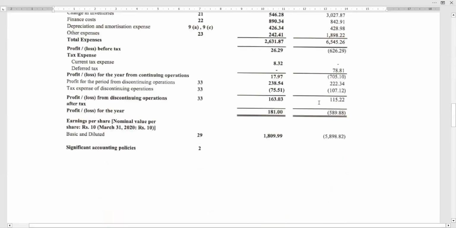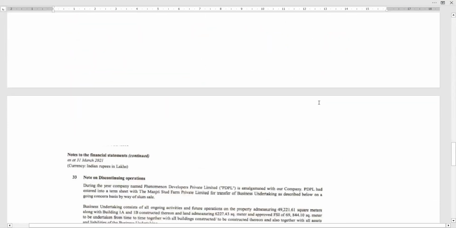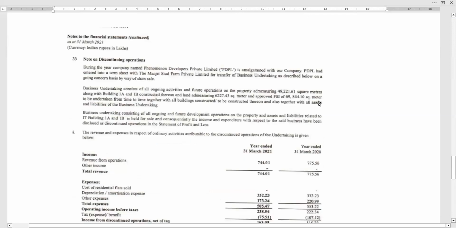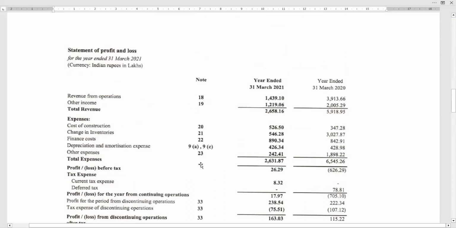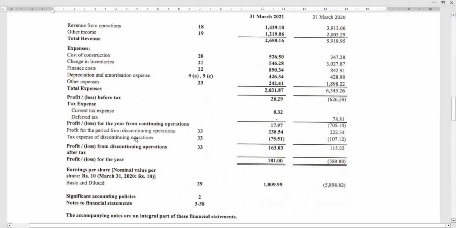Just last class, I was telling you about the note on discontinuing operations. We had seen the P&L statement, where we show the profit from discontinuing operations and tax thereon, and how it is adjusted and taken to the total. Actually, here we are not showing the income and expense of discontinuing operations. Rather, we are only taking the profit or loss directly, and we are taking the tax on that discontinuing operations, and the total figure we are taking to the balance sheet.